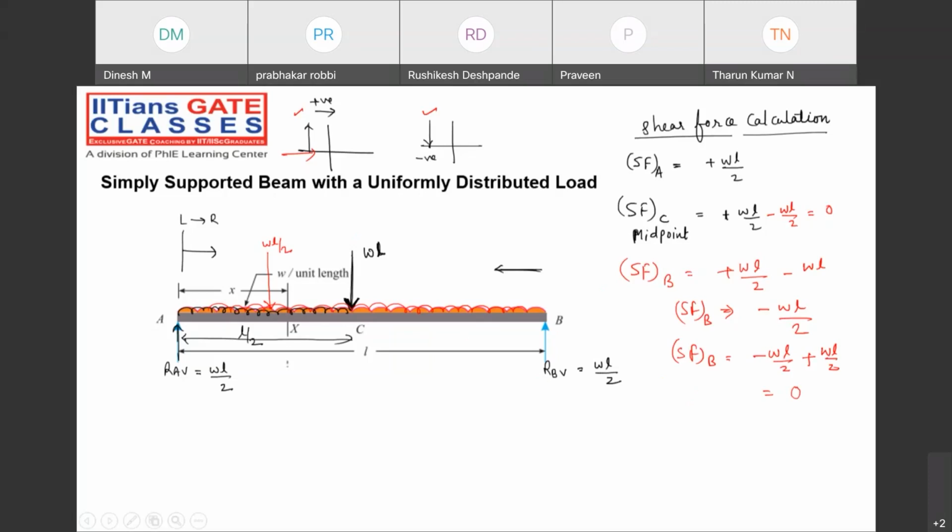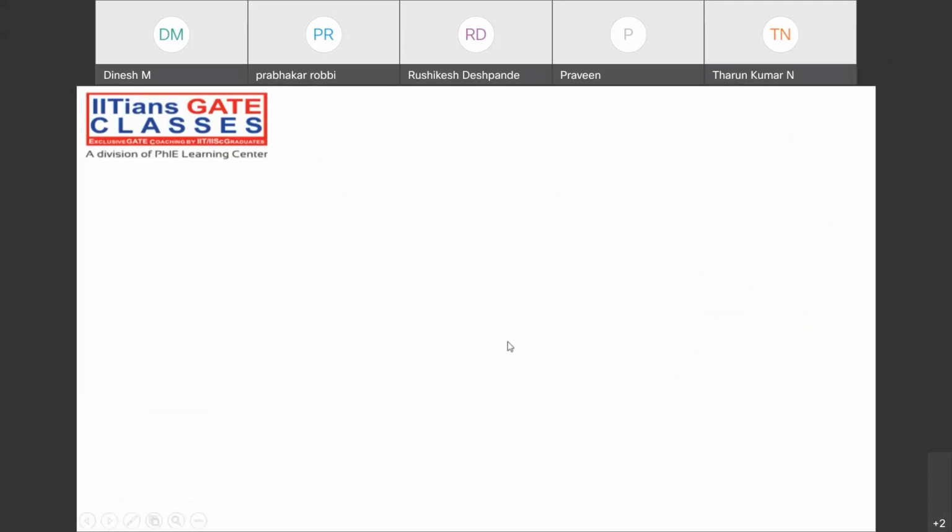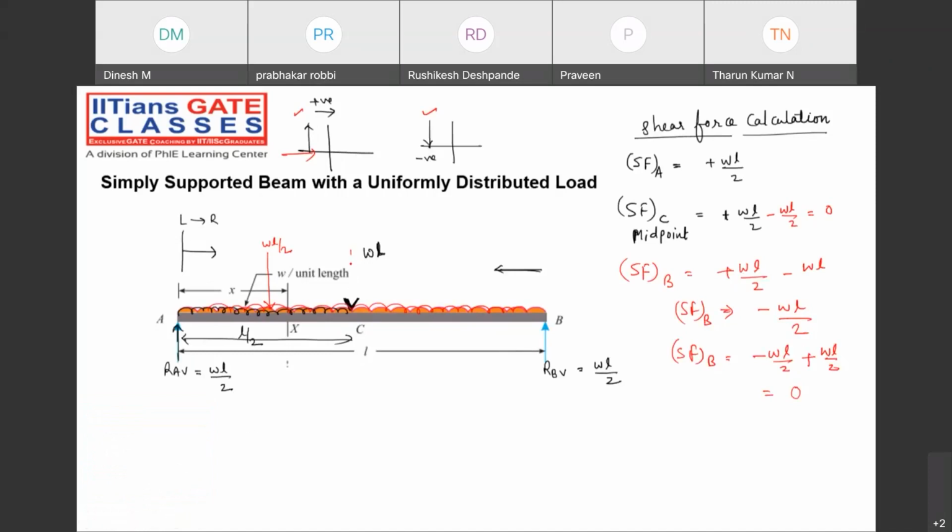Check it out, all of you. Remember, at point C, there is no concentrated load. It's a uniformly distributed load only. Some of you might be thinking, so let me draw a dotted line. There's no concentrated load, but it's a uniformly distributed load. That's why only a single calculation. But at point B, two calculations just because of the concentrated load, right?